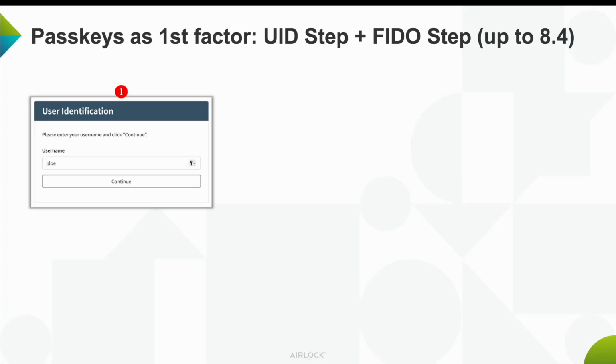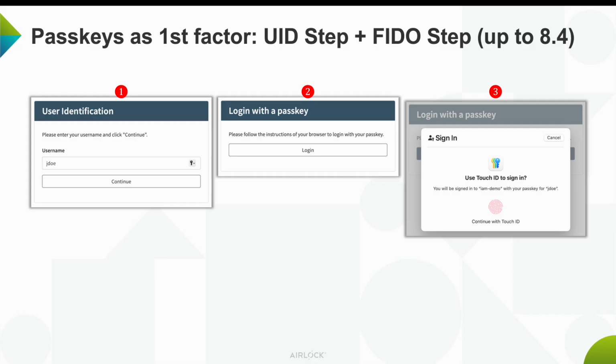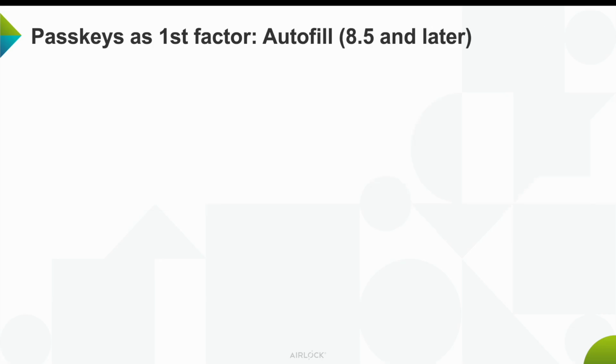The first one is using a user identification step to identify the username, followed by a FIDO authentication step, which will first tell the user that passkey login is going to happen, and then the actual authentication is taking place. As an alternative, the username-less FIDO authentication step could be used. These two possibilities still exist, but a new, better way to use passkeys as a first factor has been added. This is the so-called autofill feature.